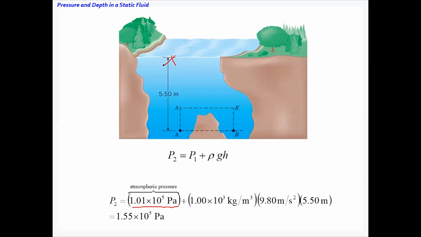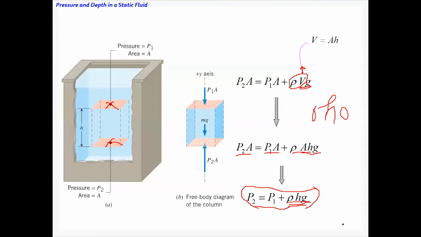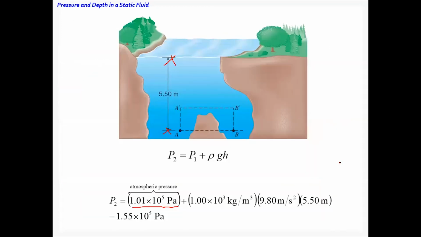Now, the next question is, what is the pressure here? We need to figure that out. Remember, we had this formula, exactly this formula. We are going to use it now. P2, which is the pressure on the bottom, is equal to the pressure on the top plus rho g h. That's the formula we are going to use here.